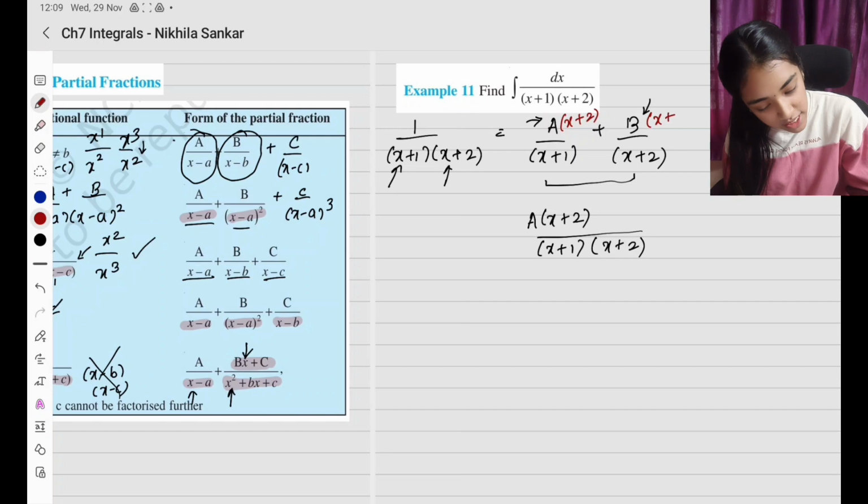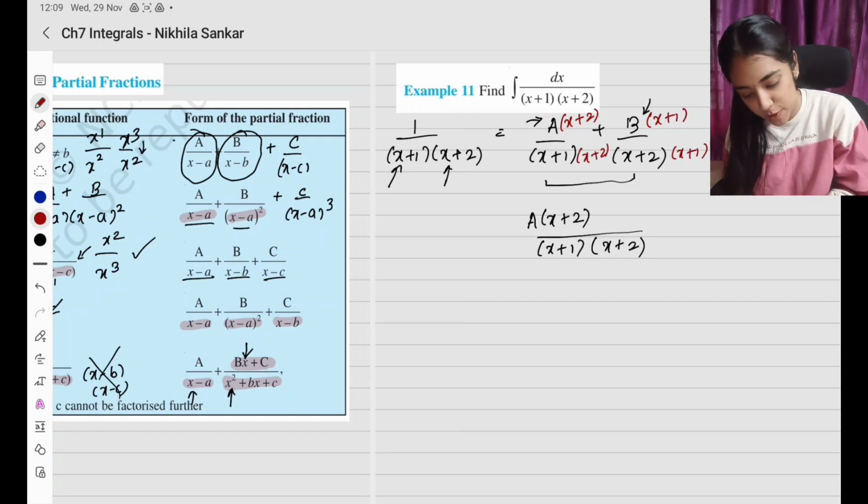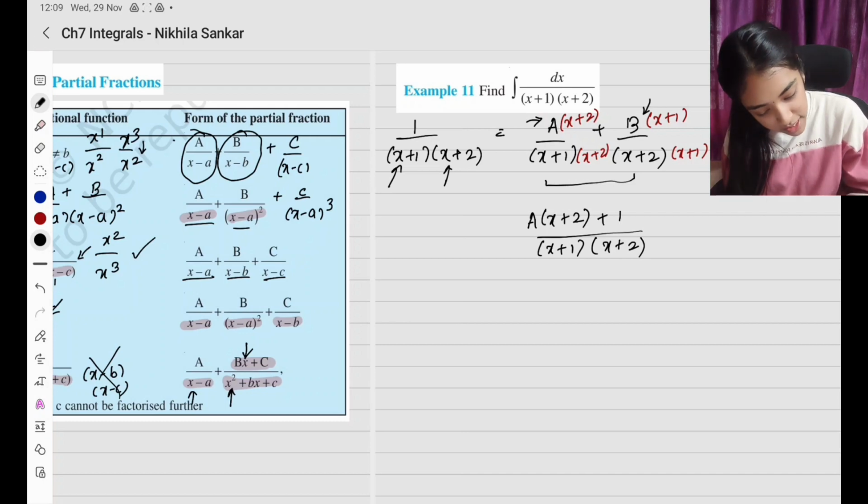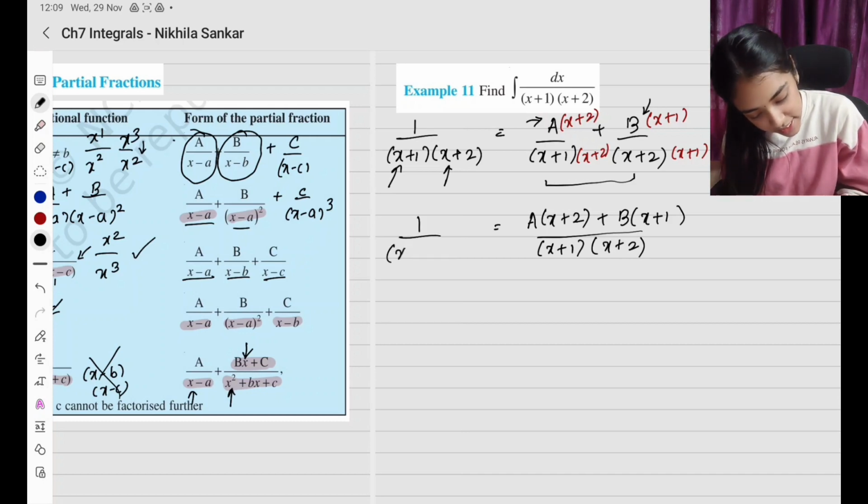And what is missing here? I have to multiply by x plus 1 in the numerator and the denominator. Here I have to multiply by x plus 2. So this is what I'm doing. Plus b times x plus 1, and the left hand side remains the same. X plus 1 times x plus 2.